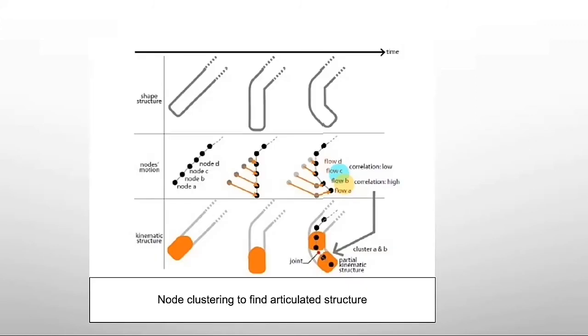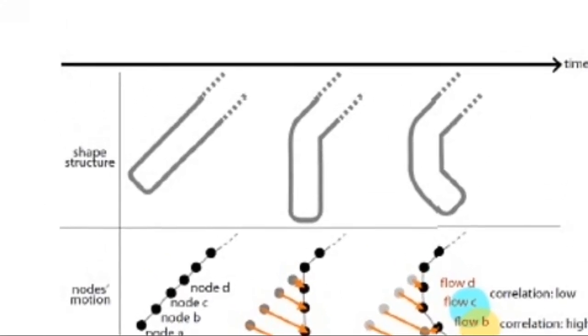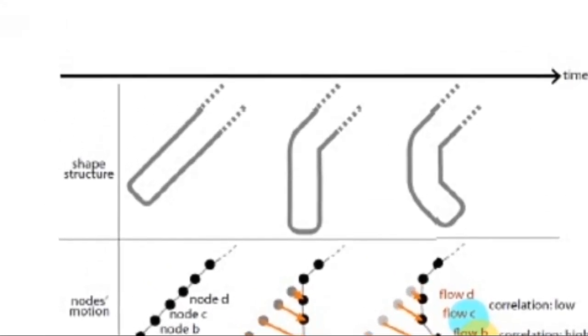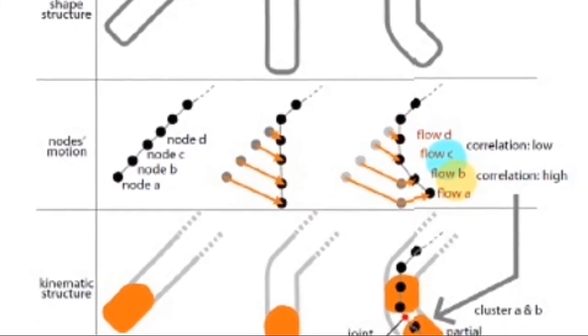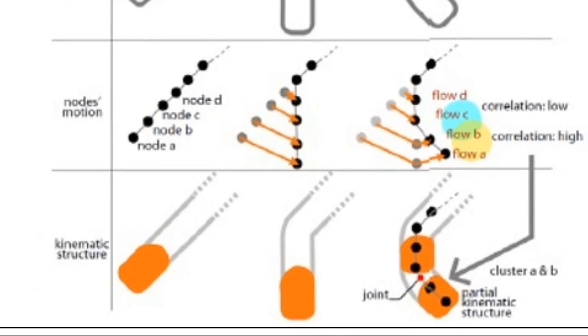This is the figure showing the node clustering to find our articulated structure. The first figure shows the shape structure. It represents the outer edges of the object. The second figure shows the nodes' motion. From this figure, we get the flow of the nodes' direction, or we get the motion of the nodes.